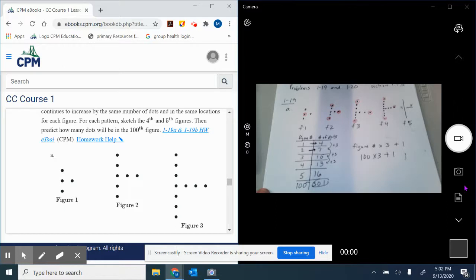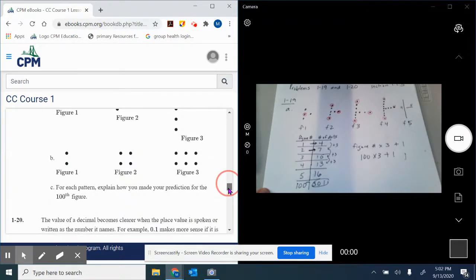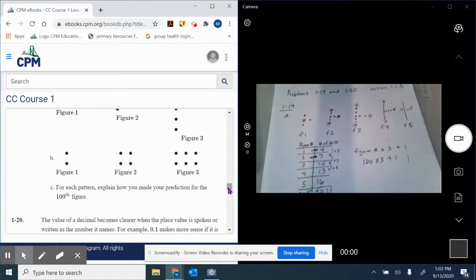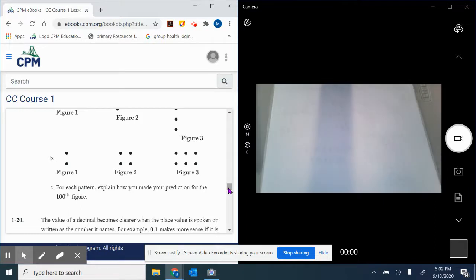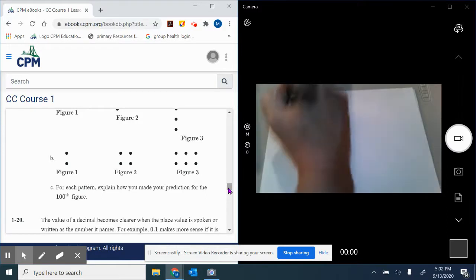Okay, so hopefully that makes sense. That was kind of a lot of work for 119A. Ironically, 119B is quite a bit easier. So let's look at 119B and see if that came maybe, hopefully, a little bit easier to you, okay?